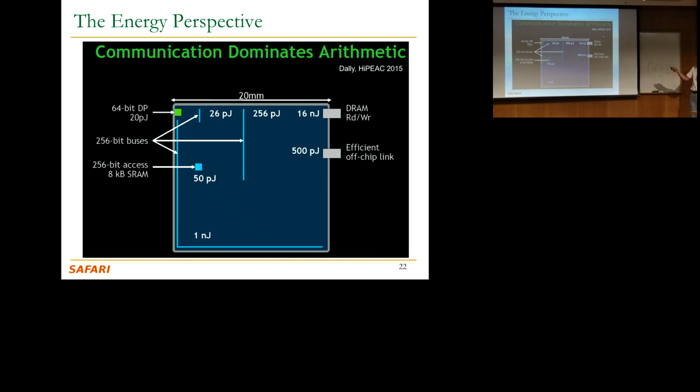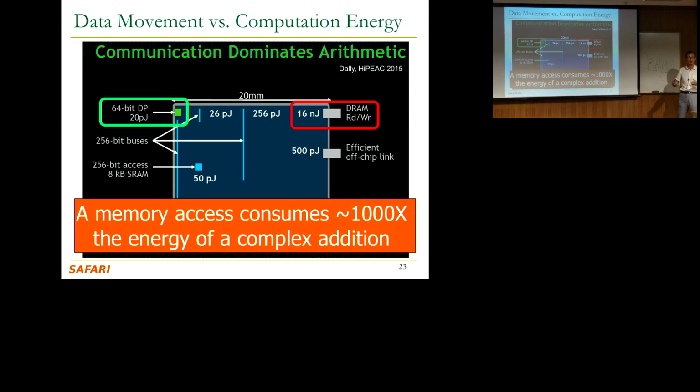This is from Dally's keynote, and you could argue with all of these numbers. With some technology assumptions, a 64-bit double precision floating point operation is 20 picojoules. A DRAM read or write is 16 nanojoules. You could improve both, and there's a lot more potential for improving this one, but still, this is about three orders of magnitude difference. Because this thing is far away, right? And also you go through huge interconnects, as we discussed earlier.